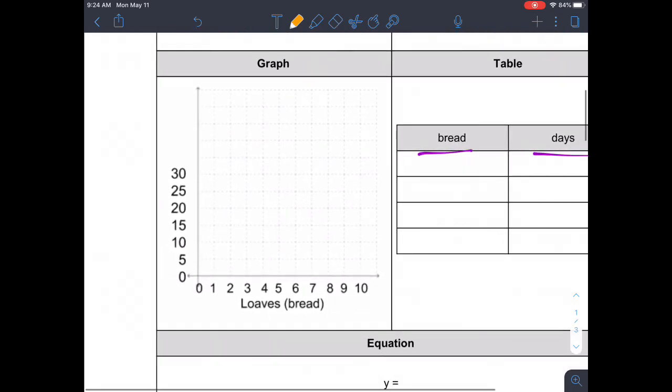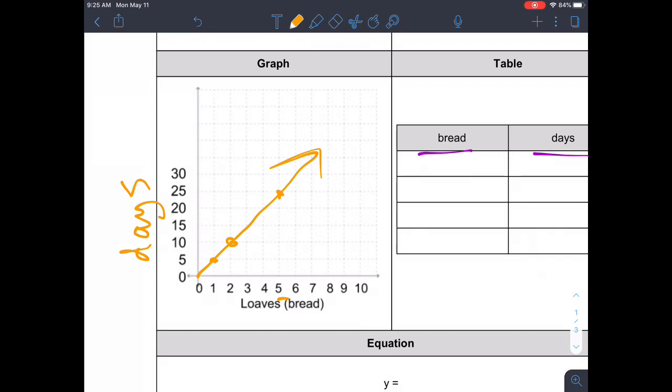So on the graph, we see loaves of bread is on the bottom. So 1 loaf of bread takes 5. Takes 5 what? That's right, it takes 5 days. That should have been labeled for you. Sorry about that. So 1 takes 5 days. 2 loaves take 10 days. That was given to us in the problem. 5 loaves take 25 days. When we connect those points, do you remember the 2 things that make this a proportional relationship when we look at the graph? A straight line, and it goes through the origin, 0, 0.